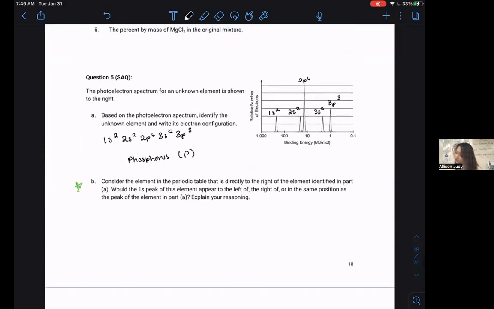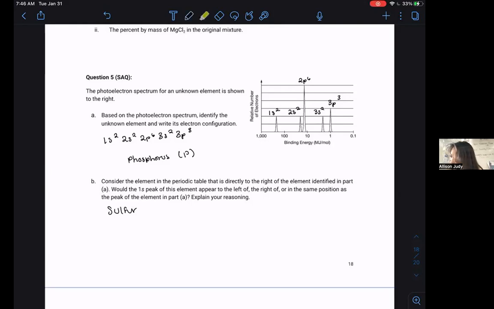Consider the element in the periodic table that is directly to the right of the element identified in part A. So we identified the element in part A for question number 5, short FRQ, as phosphorus. And now we need to consider the element directly to the right. So on the periodic table, the element directly to the right is sulfur. Would the 1s peak of this element appear to the left or the right or in the same position as the peak of the element in part A?